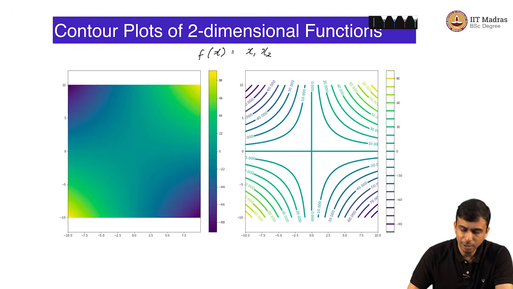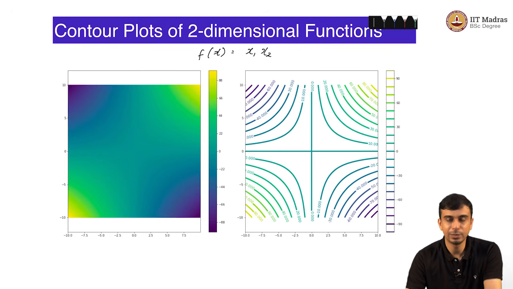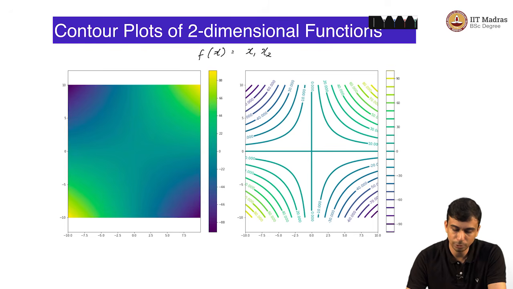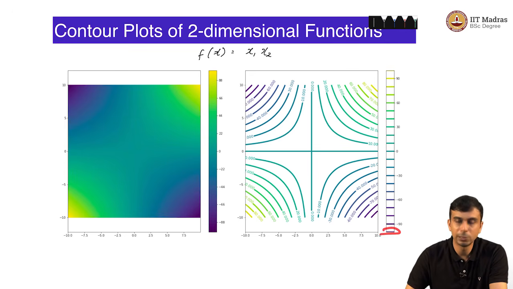This is a contour plot, and sometimes it is nice to actually add color to a contour plot. Technically speaking, you do not need color for a contour plot. You could just draw lines and label each contour by its value, but you could have colors also. In this case, yellow corresponds to high values and purple corresponds to low values, and each contour has the same color.